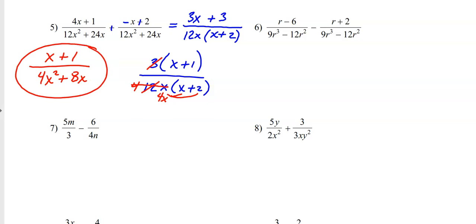Number 6, keep the bottom the same. Looks like I could factor out a 3r squared, which will give me 3r minus 4. And then on top, it's minus, so these are going to both change. So r minus r goes away. Negative 6, negative 2, that'd be negative 8.